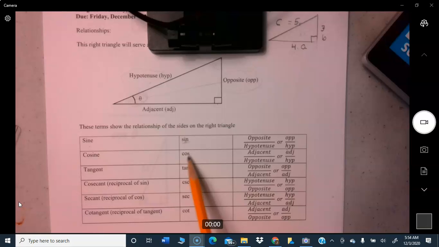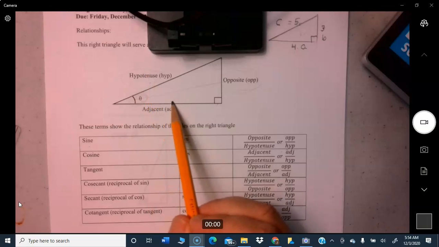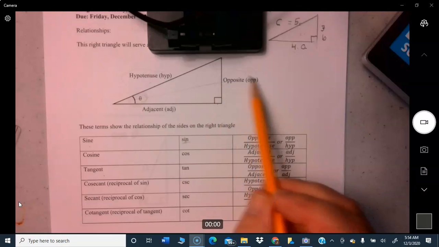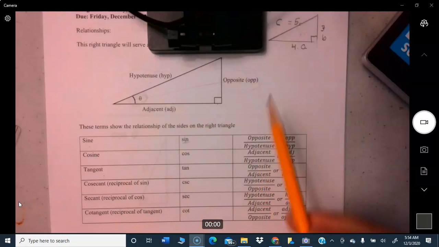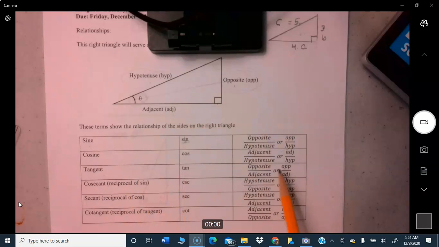The cosine, abbreviated cos, is the adjacent over the hypotenuse. Adjacent over hypotenuse. This side over this side. Just like a fraction. Just make a ratio of the lengths of those two sides. And finally, the tangent is the opposite over the adjacent. That's a ratio of this side over this side, and that's called the tangent. Opposite over adjacent.